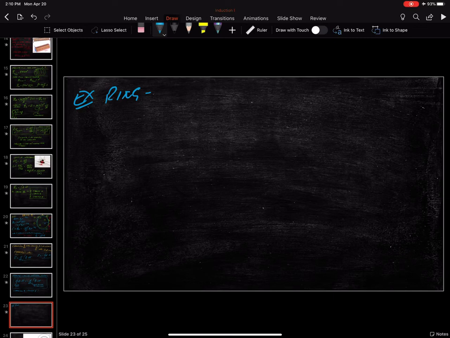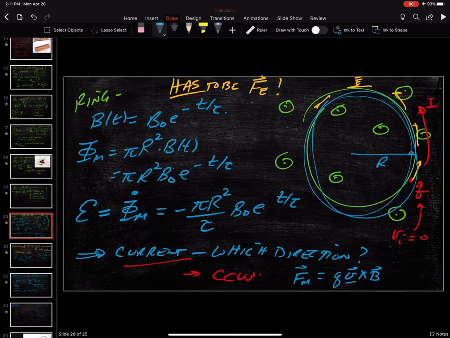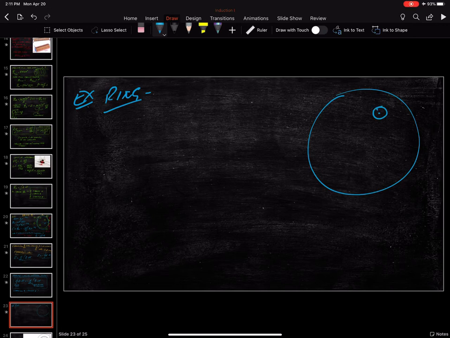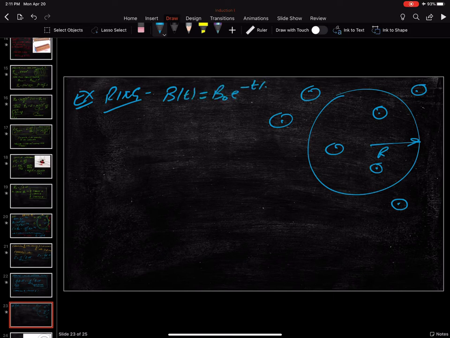Ring. So again, here's that same ring, same problem, same magnetic field, which I took to be out of the page. Here's my radius r. Here's my same magnetic field, B of t is B0 e to the minus t over tau. And my question is, what electric field E induced is on the ring?